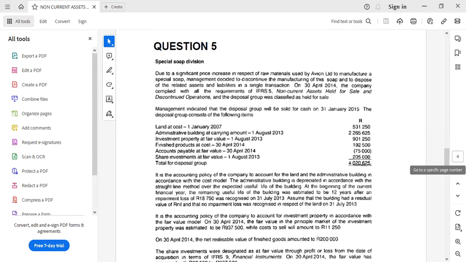Due to a significant price increase in respect of raw materials used by Avion Limited to manufacture a special soap, management decided to discontinue the manufacturing of this soap and to dispose of the related assets and liabilities in a single transaction. On 30 April 2014, the company complied with all the requirements of IFRS 5 Non-current Assets Held for Sale and Discontinued Operations, and the disposal group was classified as held for sale. Management indicated that the disposal group will be sold for cash on 31 January 2015. This disposal group consists of the following.